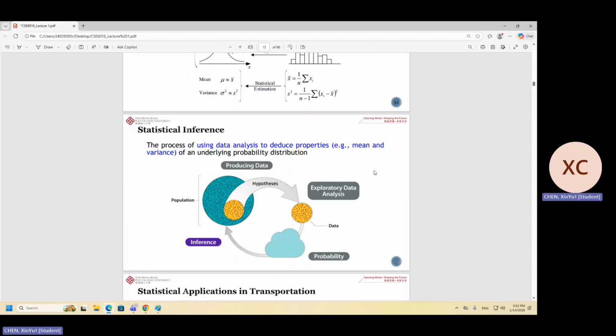Here is the graphical representation of another statistical inference: the process of using data analysis to determine properties. Again, we cannot get the true information. We only get part of the information, and based on this data, you analyze it consistent with your own research purpose. Then we get the probability, and based on the probability, we infer the true information. This is the general academic process in engineering, especially in the civil engineering domain.